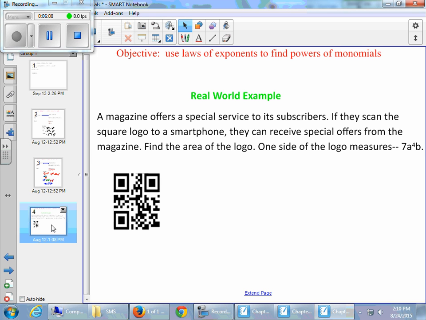And now we're going to hit our real-world example. A magazine offers a special service to its subscribers. If they scan the square logo with a smartphone, they can receive special offers from the magazine. Find the area of the logo. One side of the logo measures 7a to the fourth b.